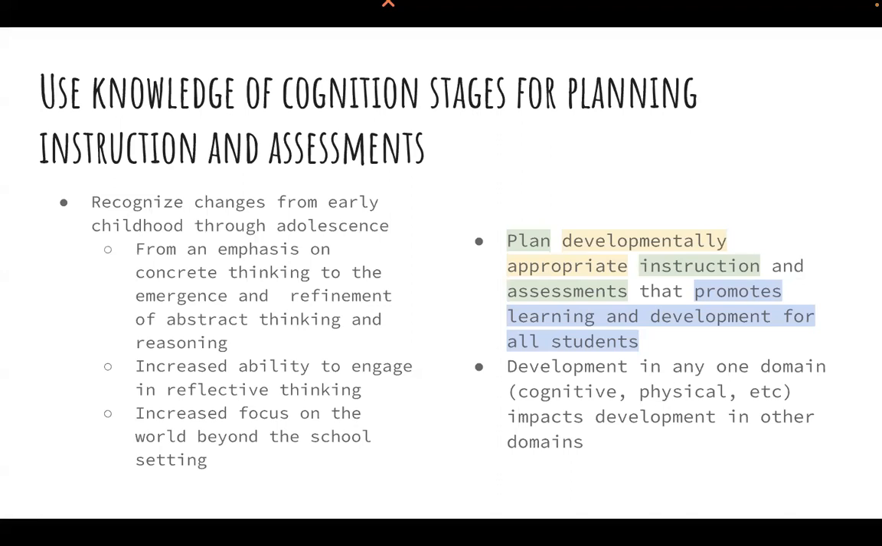Plan developmentally appropriate instruction. When you see the words developmentally appropriate on your exam, you need to think, what age group is this? Early child, middle child, or older child, older adolescent? And how can I best help promote the student based on where they are in human development? Development in any one domain, cognitive, physical, language, or otherwise, impacts development in other domains. Even if their language is underdeveloped, will it impede other areas? Absolutely. Their ability to socialize, their ability to express emotions, thereby getting frustrated, so many things.